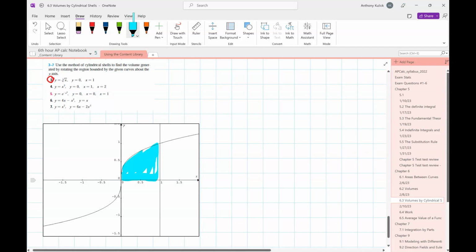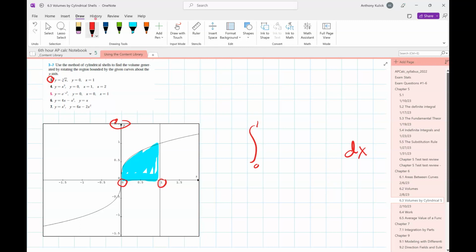So this is the region, and we're rotating. In the question it says about the y-axis. So we're going to be integrating with respect to x. What are the bounds of my integration going to be? 0 to 1. Everybody feels okay there?